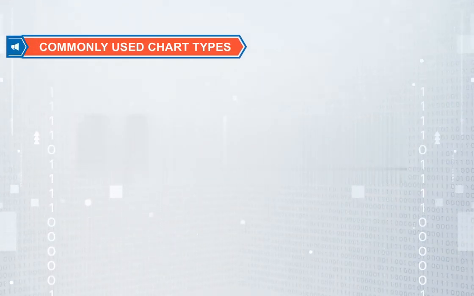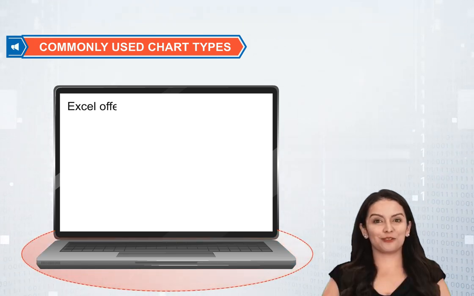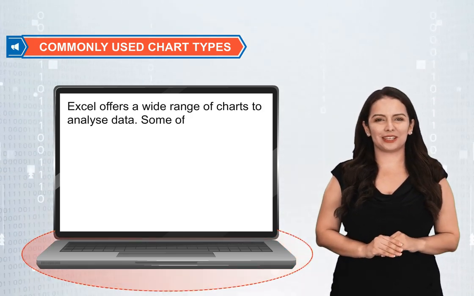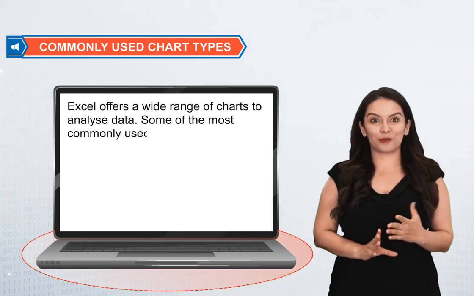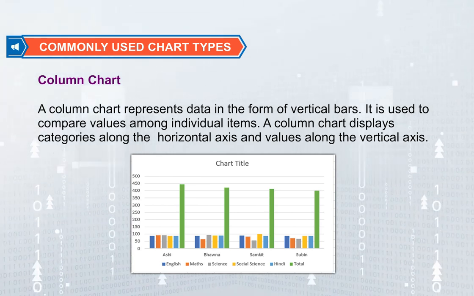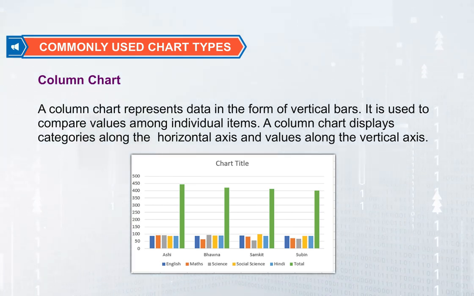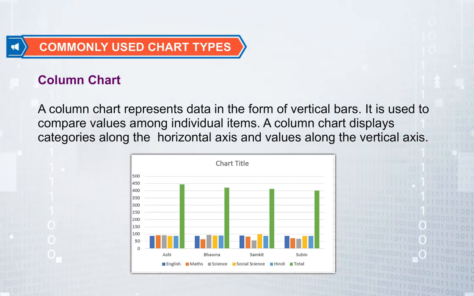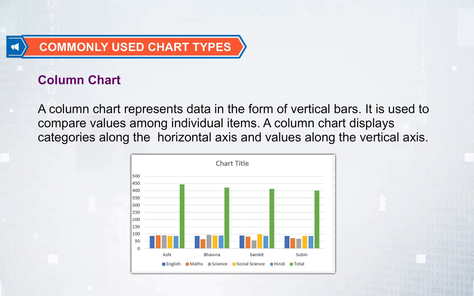Commonly used chart types. Excel offers a wide range of charts to analyze data. Some of the most commonly used charts are: column chart. A column chart represents data in the form of vertical bars. It is used to compare values among individual items. A column chart displays categories along the horizontal axis and values along the vertical axis.